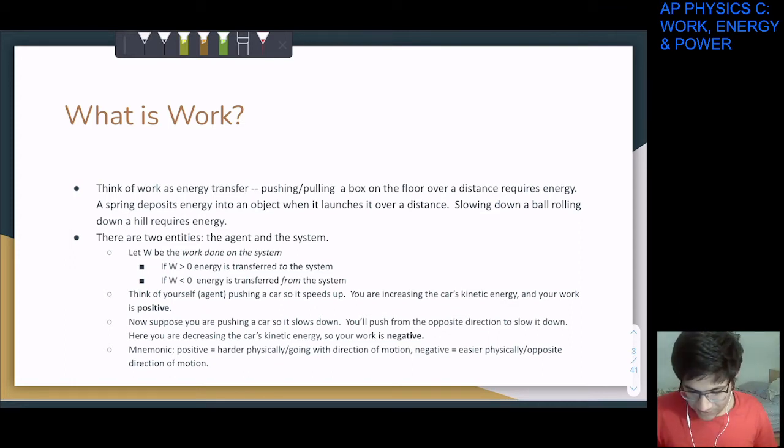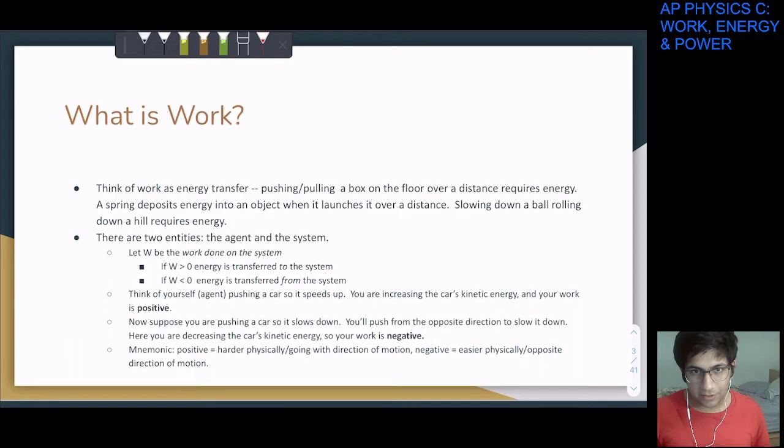So think of yourself as an agent pushing a car so it speeds up. Is this positive work or is this negative work? Well, you're increasing the car's kinetic energy. Let's just assume potential energy is the same. It's a flat road. So your work is going to be positive. Your car is going to start with small kinetic energy and it'll become big kinetic energy. You're adding energy into the system.